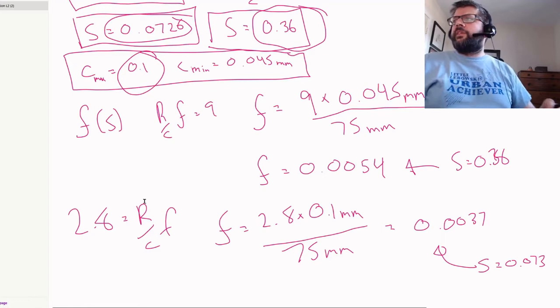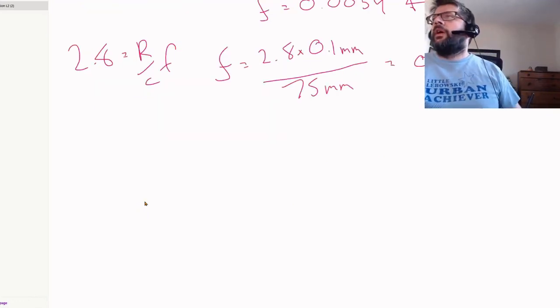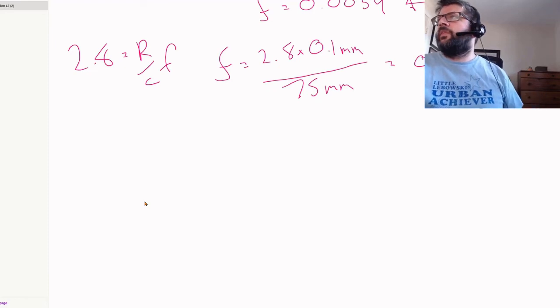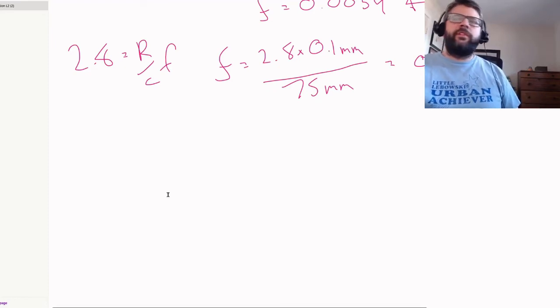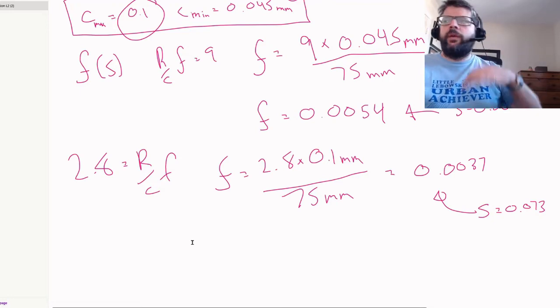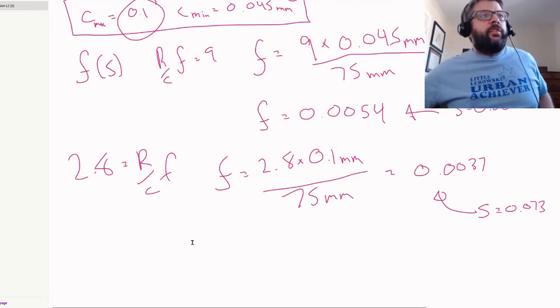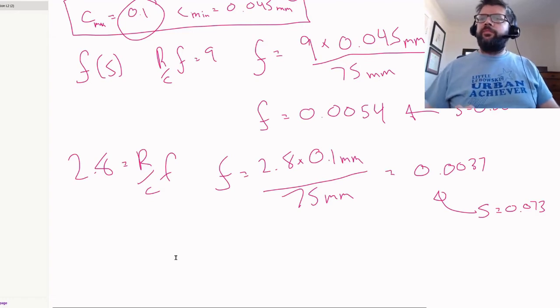So that's our coefficient of friction range if we're using those radial clearances. Our minimum that we could see is 0.0037. Our maximum that we can see is 0.0054. So, a reasonable difference between the two, but not orders of magnitude different at all.